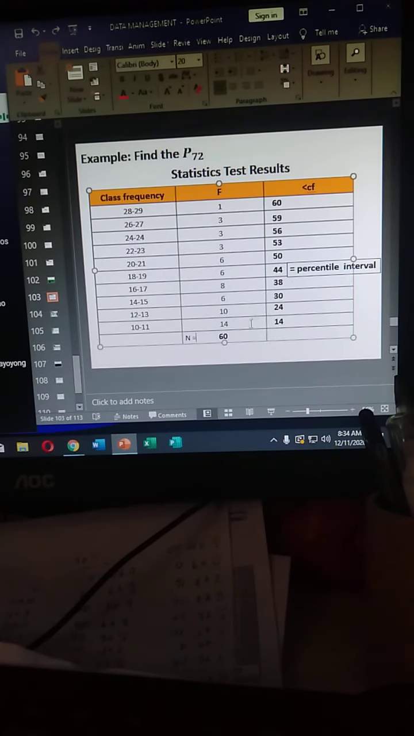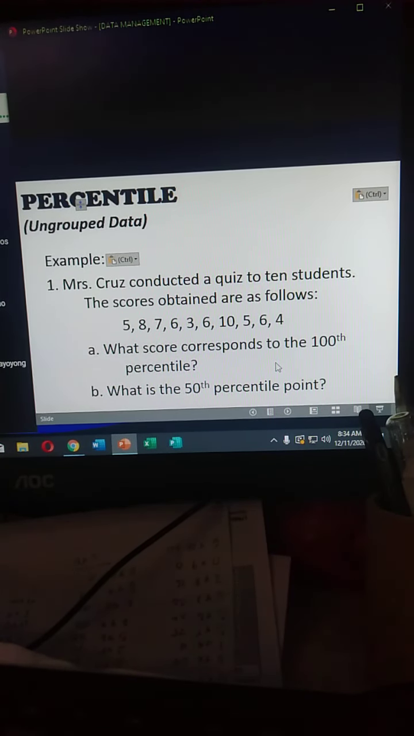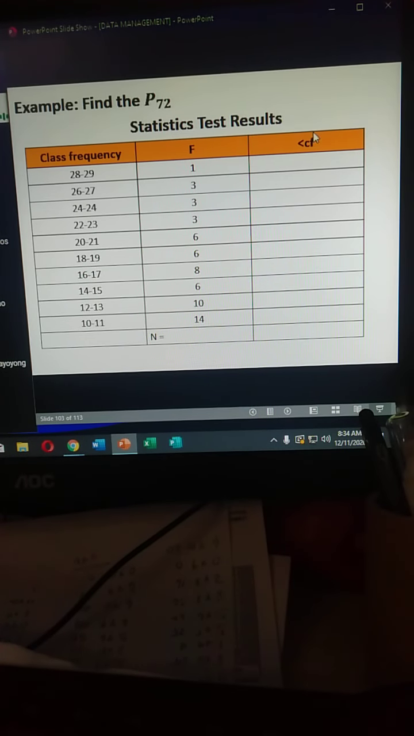And syempre nga pala guys, nakalimutan ko, kunin nyo din yung less than CF niya. Parang sa median lang, di ba? May ganito rin tayo sa median. Kunin yung less than cumulative frequency niya. So paano kumuha? Yung zigzag subtraction. We have 60 there, and then 60 minus 1, we have 60 minus 3. Gets nyo pa ba to? Kung saan nakuha to?